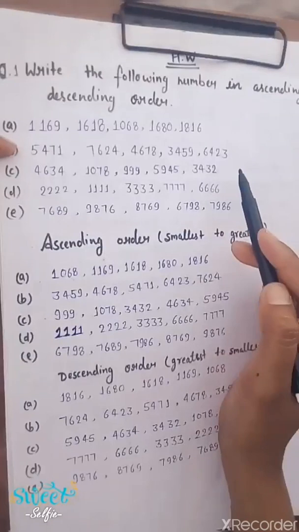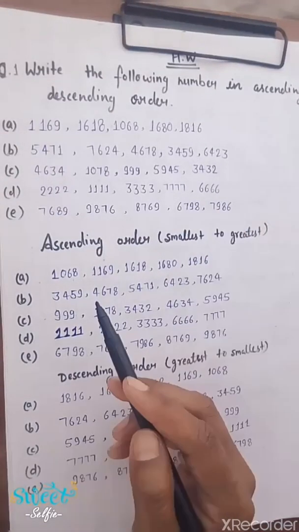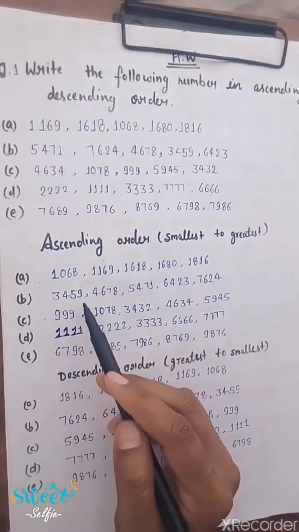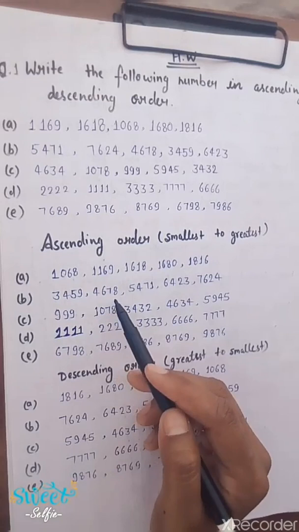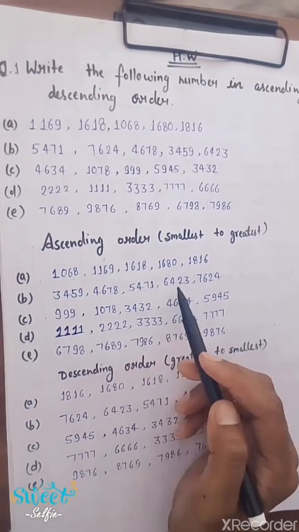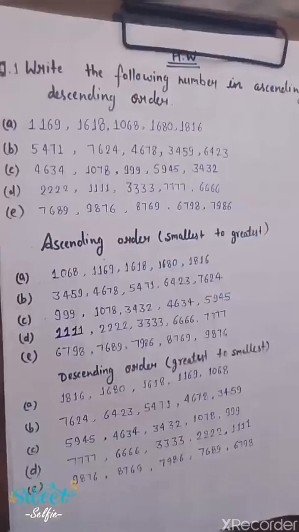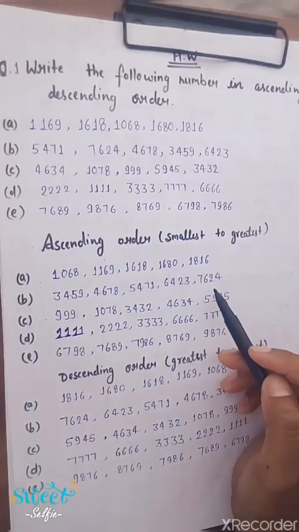Okay, in the next question you can see there are 5 numbers. So tell me which is the smallest number among these numbers. Yes, 3459, and after that 4678, and next one 5478, and next is 6423, and last and greatest number 7624.